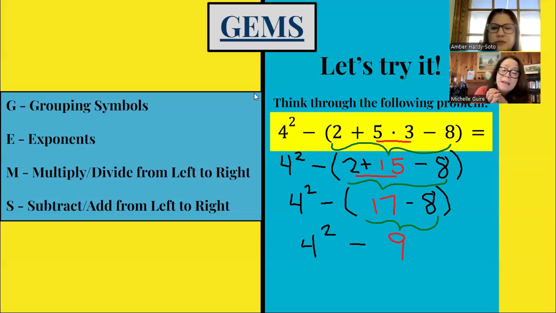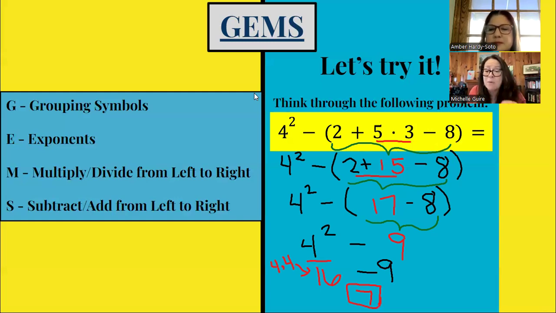So we're going to go ahead and choose what to do next. Is it the exponent or is it subtraction? And when we look at GEMS, clearly exponents come before subtract and add from left to right. So we're going to do 4 to the second power, which means 4 times 4, and we're going to get 16. And now we're going to subtract the 9, and that's our last operation. We get 7. And notice our answer's boxed to let our peers and our facilitators know that this is our final answer when we evaluate this expression.